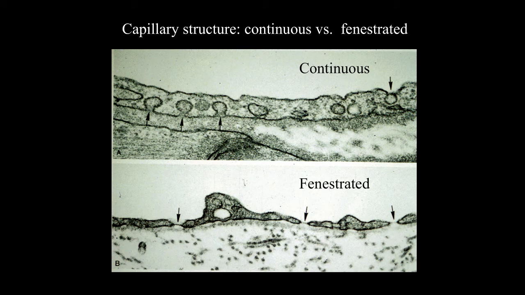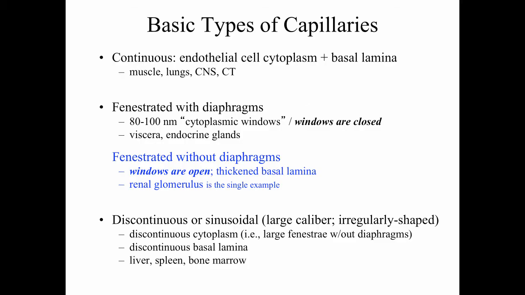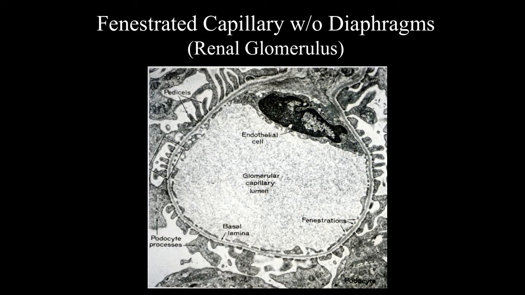And this just shows an electron micrographic view of a continuous capillary on the top. Note the pinocytotic vesicles that are forming in the endothelium. Here, the fenestrated capillary. So you might imagine that the fenestrated capillaries might have a higher permeability than the continuous capillaries. Fenestrated capillaries without diaphragms. Here the windows are always open.